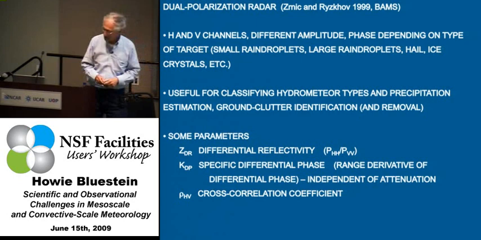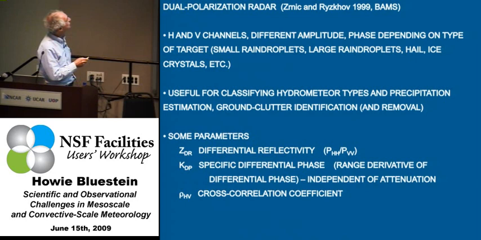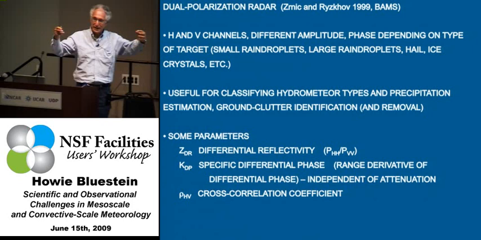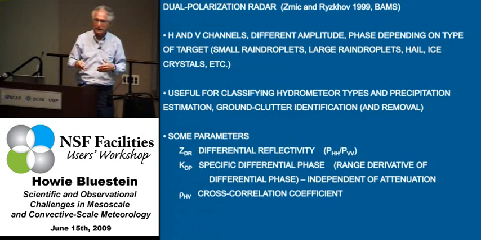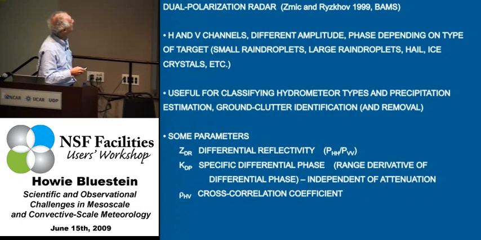You send out horizontally and vertically polarized channels, and you get back different amplitudes, and you find out that the phase depends on the type of target: small raindrops, large raindrops, hail, ice crystals, and so on. Large raindrops, for example, as they fall, become elongated, and so you get more radiation back in the horizontal plane than you get in the vertical plane. You also get a phase difference. It's useful for classifying hydrometeor types and precipitation estimation. Also, you can identify ground clutter and remove it.